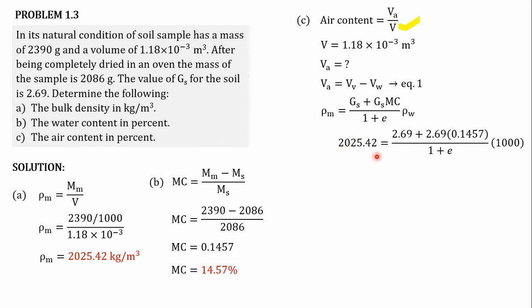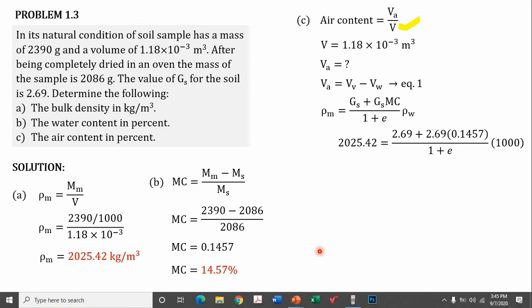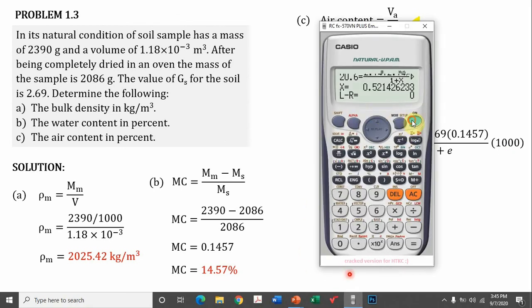2025.42 is equal to 2.69. This is our specific gravity, no? 2.69 plus 2.69 times the moisture content. Moisture content is equivalent to 0.1457, divided by 1 plus E, times the density of water. Density of water is equivalent to 1,000 kg per cubic meter. Okay, so solvein natin, no?